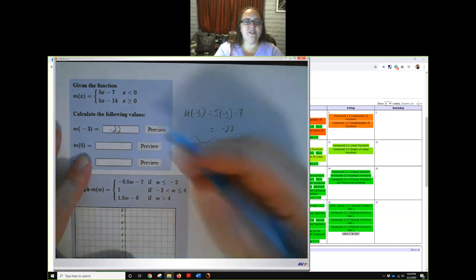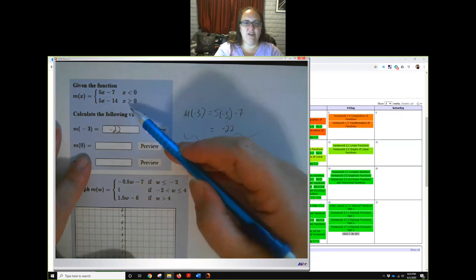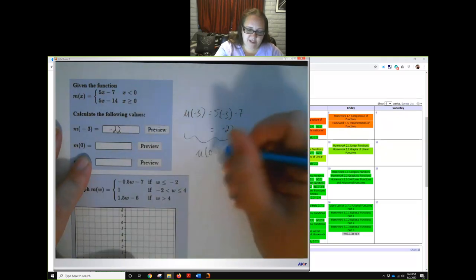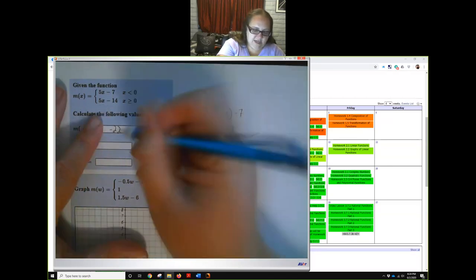So now for 0, I'm going to ask myself, is 0 less than 0 or is 0 greater than or equal to 0? 0 is greater than or equal to 0, so then that means to do m of 0, I'm going to do 5 times 0 minus 14, which is -14.